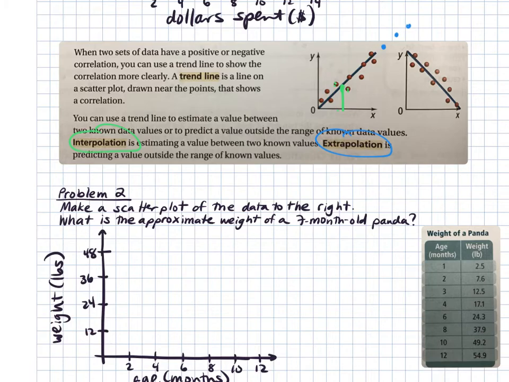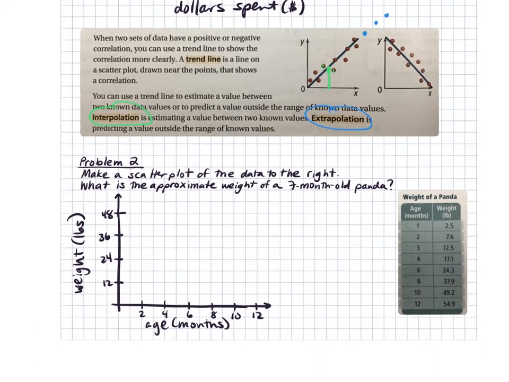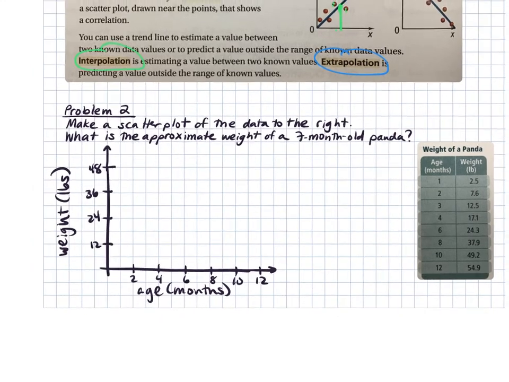Okay, so now let's try problem 2. We're going to make a scatter plot of this data, and then guess the approximate weight of a 7-month-old panda. I'm going to press pause while I plot this, just so you don't have to watch me plot it. I'll be right back. Okay, so here are all the points plotted. Let's make a trend line. Let's just go from the first to the last, just kind of like that.